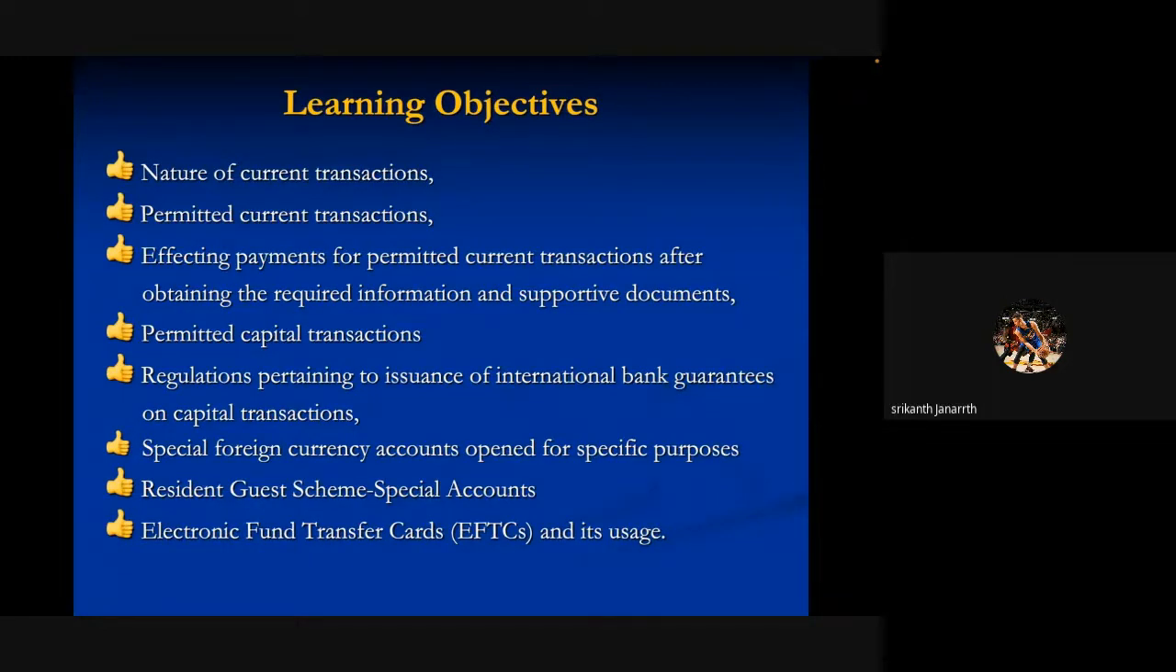Then special foreign currency accounts opened for specific purposes. There are a few accounts, namely the special foreign currency account and the senior foreign national account. Then we also have the resident guest scheme account. Resident guest scheme special accounts are there. These are exclusively for particular purposes, right? So we will have to go through those. Then the other key area, the electronic fund transfer card, which is a debit card and credit card or any other device you can preload. Those are called electronic fund transfer cards, EFTC cards, right?